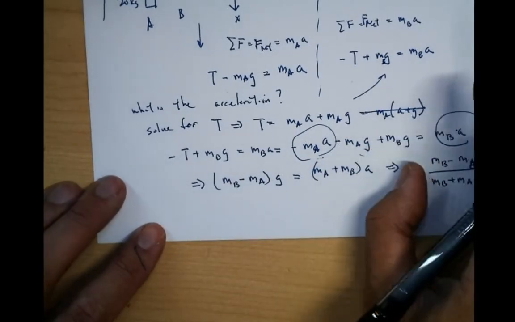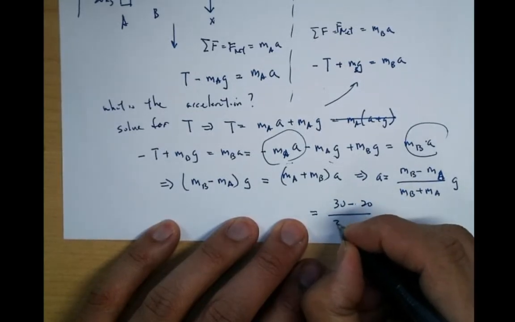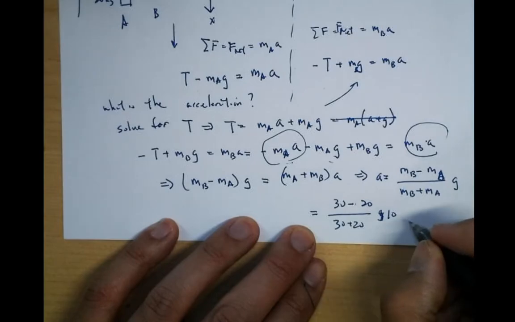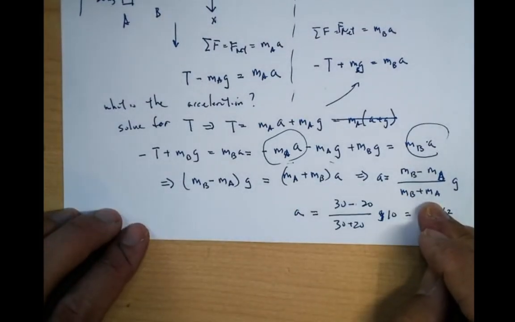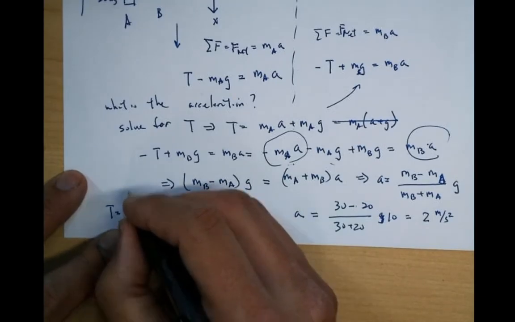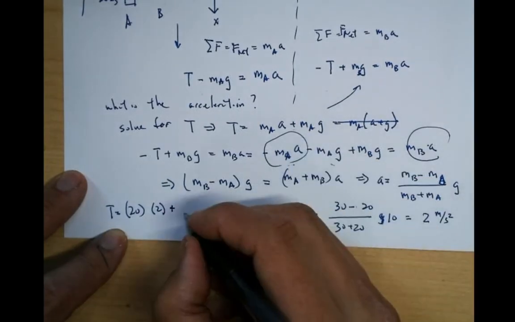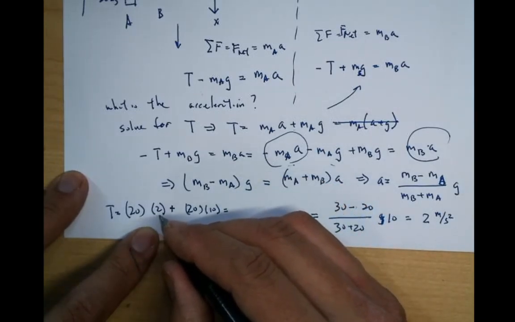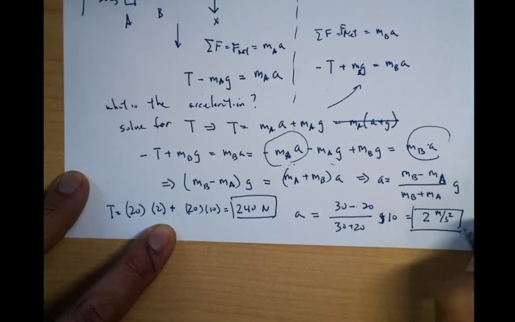Okay, so we can go ahead and plug in the numbers here. B is 30 minus 20, over 30 plus 20, times g, which is 10. So that's basically 10 over 50, which is 1/5 of g, so a is 2 meters per second squared. Now if we want to find the tension, plug this in. The mass of A was 20 times 2, which is 40, plus the mass of A, 20, times 10 meters per second squared, which is 200. That's 240 newtons. Okay, beautiful.